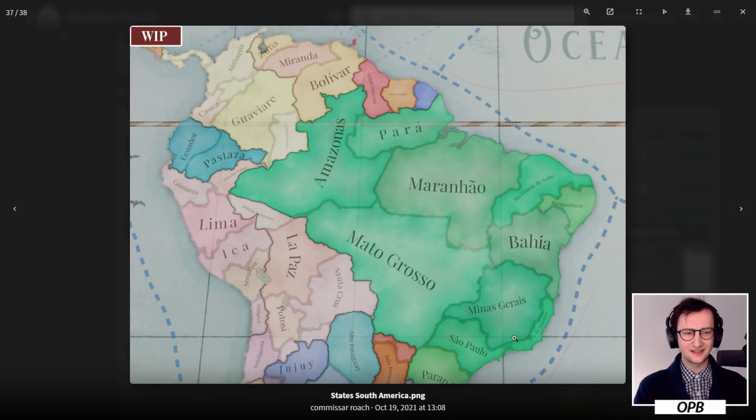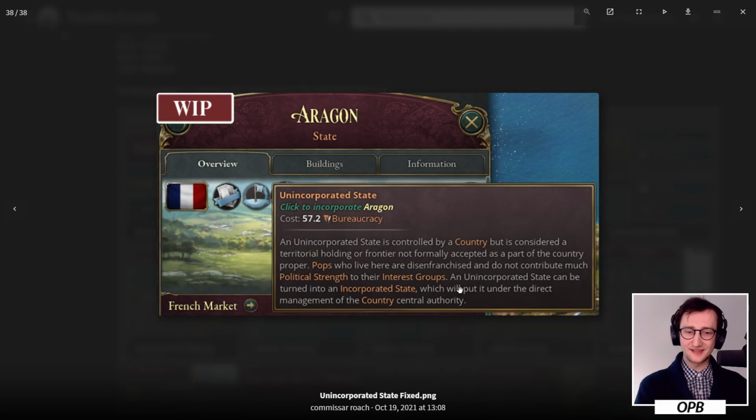You can see all the states and state regions right here. Not that important to me. What we do know is, once you incorporate a state, they will no longer be unincorporatable. That is very important, just to point that out.